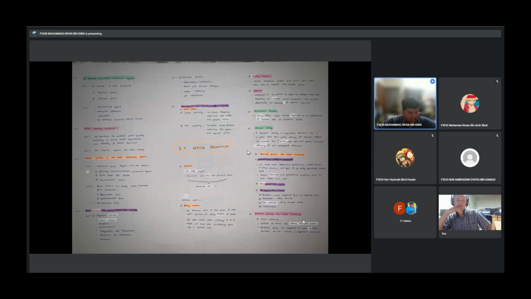The second one is the basic criteria for design water treatment plan components, that is flocculation tank, sedimentation tank and filtration tank. Okay, next.